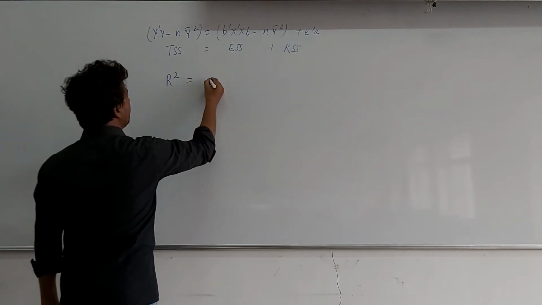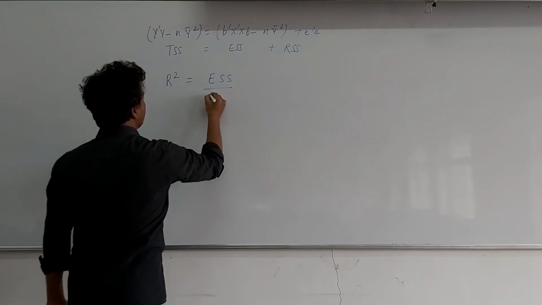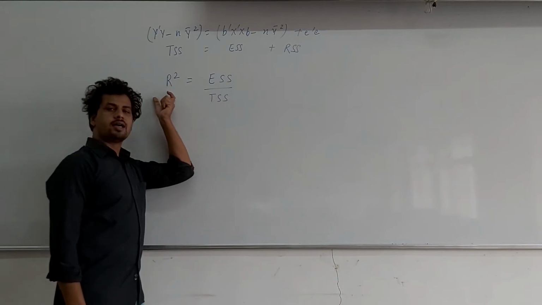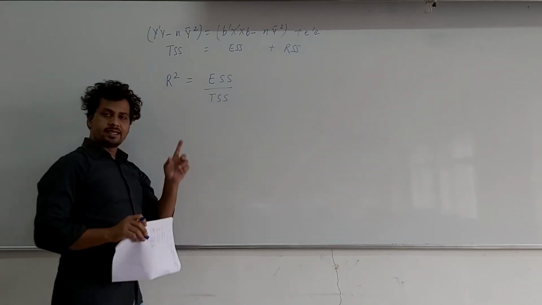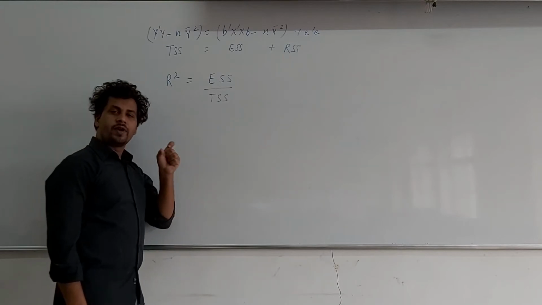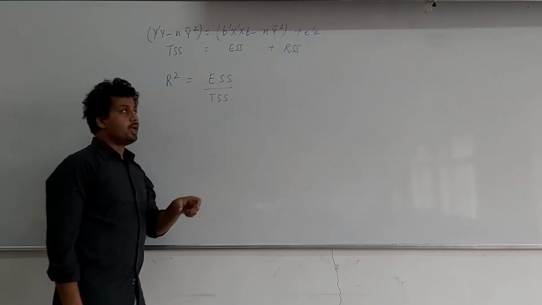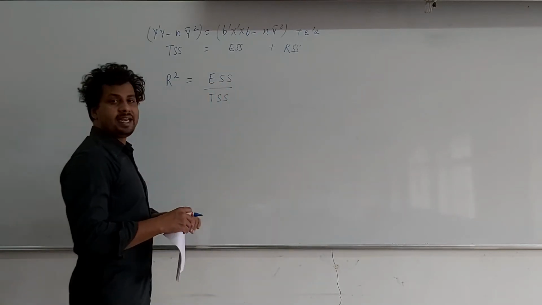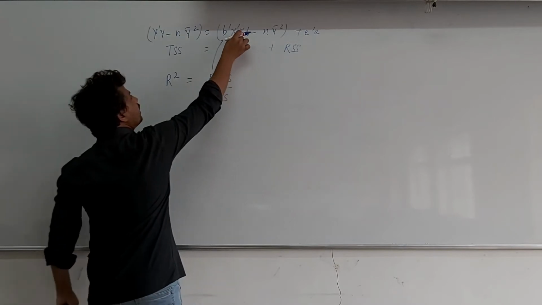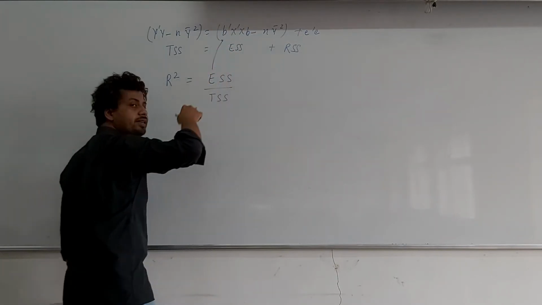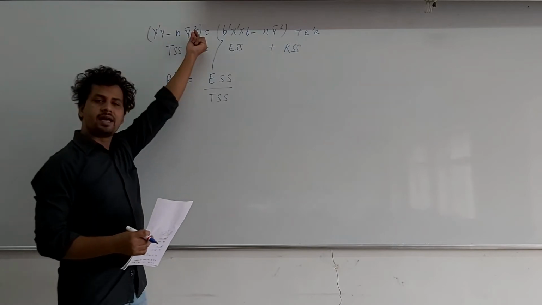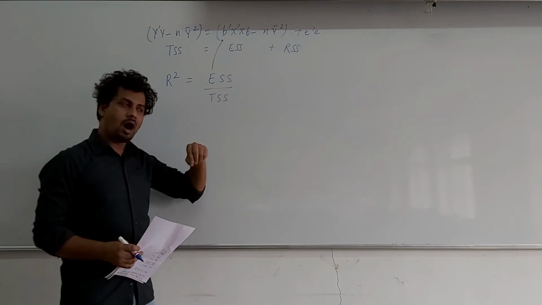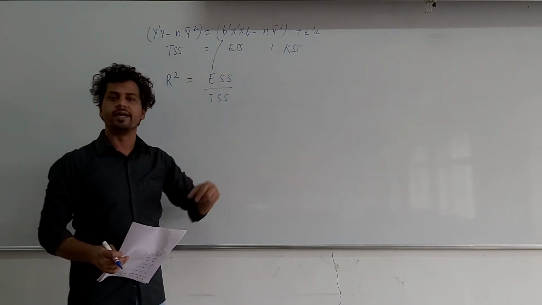So R square is ESS upon TSS. Now this ratio should convey what exactly this R square talks about. R square tells us the proportion of variation in Y values explained by the data that I have collected on X. You must understand ESS is composed of all the terms of X transpose X, that is the data matrix that you have. So R square tells you how fit the sample regression line that you have fitted for the population regression line is to the actual data, right?